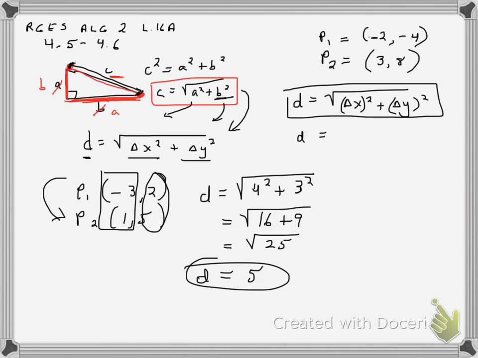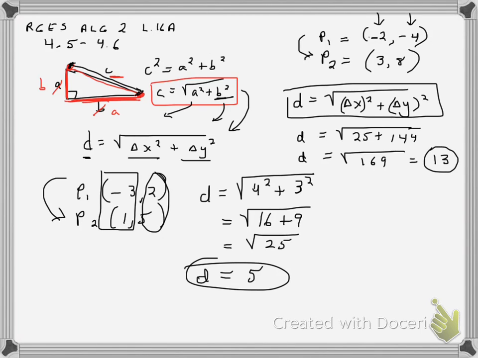What is the change in X? Again, I'm always going to go from first to second. The change in X is going from -2 to +3. That would be a change of 5. 5 squared is 25. The change in y is going from -4 to 8. That's a change of 12, and 12 squared is 144. And simplifying that, we get the square root of 169, and always distance, always positive. My answer would be the distance is 13.